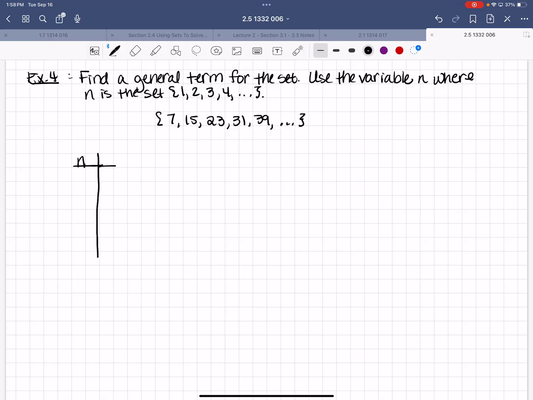And it does tell me what to use. It says 1, 2, 3, 4 for n, where n is the set 1, 2, 3, 4. I'm actually going to go ahead and put my next value of 5 there because I have 5 values that they listed. Okay? And this, of course, is my final that I'm going to list beside it. I need to get a 7, a 15, a 23, a 31, and a 39.